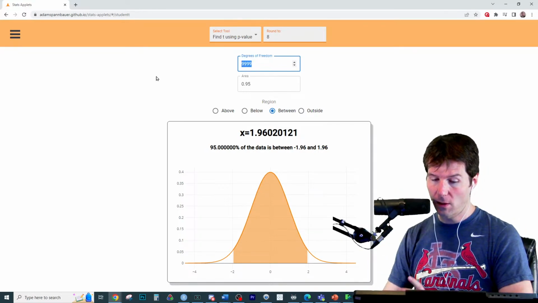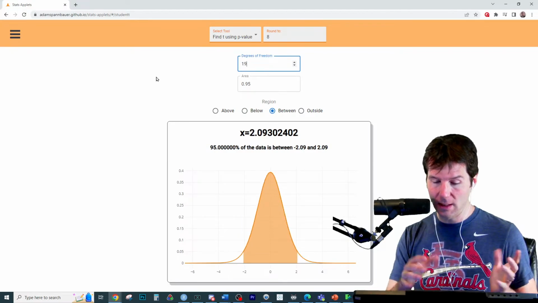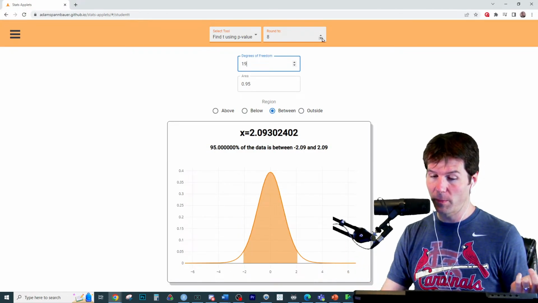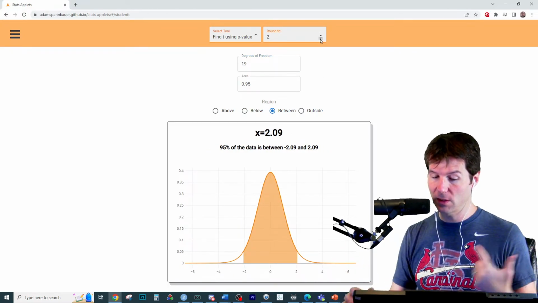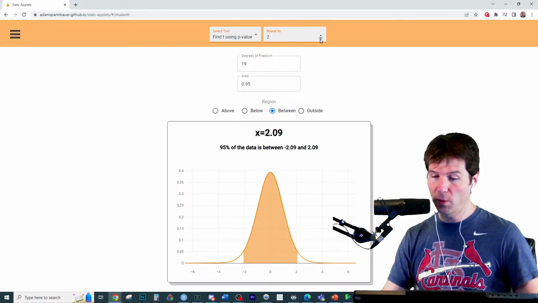So here's the thing. All we have to do is type in the 19 degrees of freedom, and there's the answer. And better yet, we round it to 2 decimals with the applet, and it's 2.09.